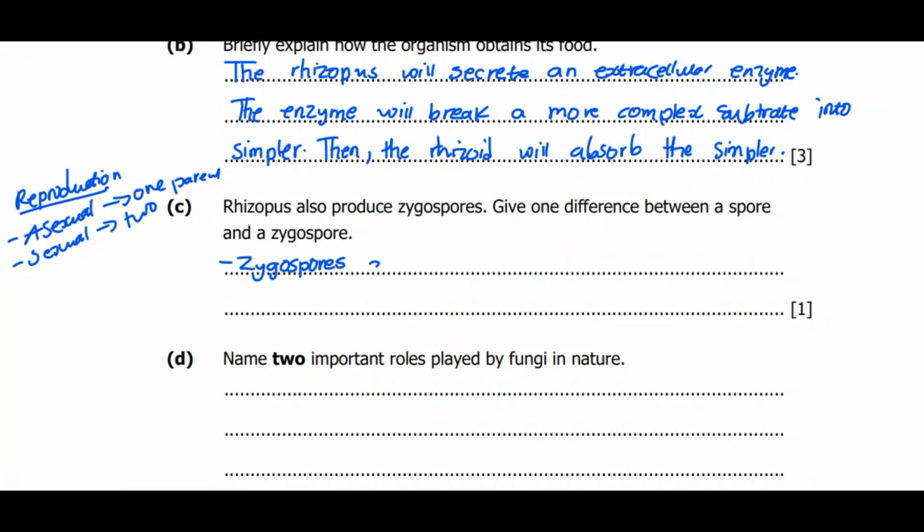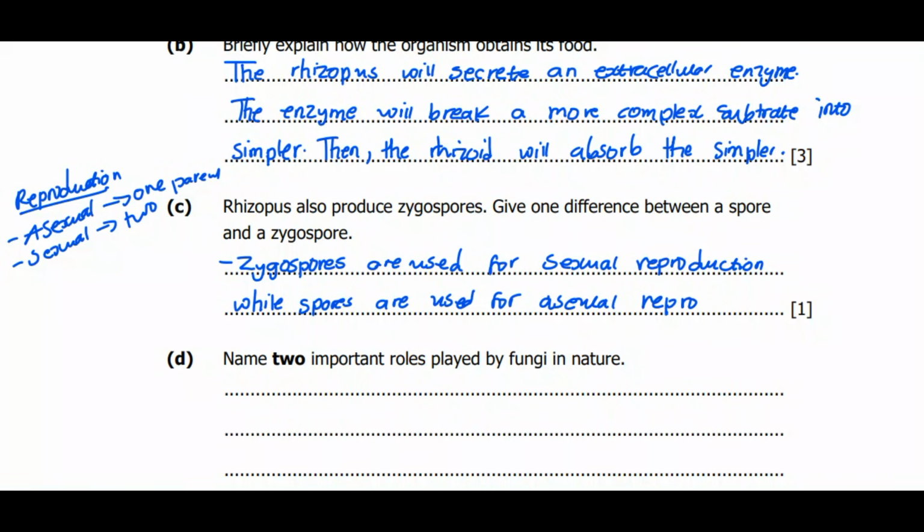So zygospores are used for sexual reproduction, while spores are used for asexual reproduction. So that is in terms of asexual reproduction and sexual reproduction. Now, what else can we say about this?